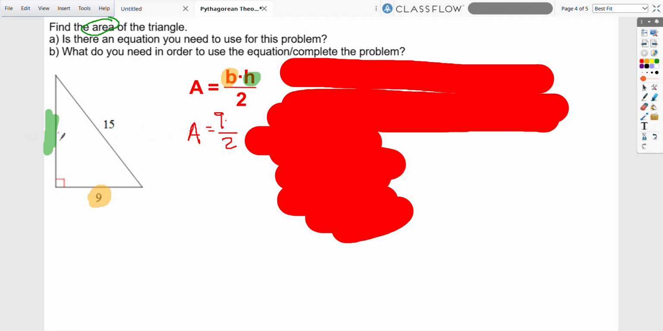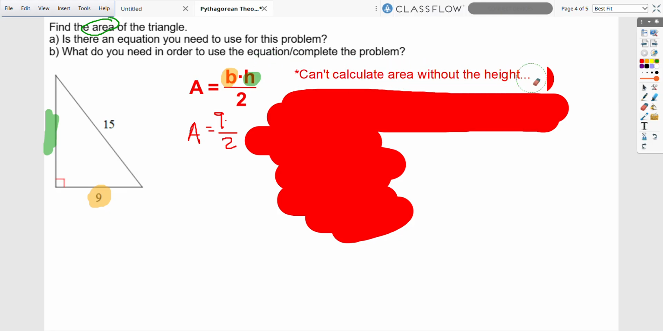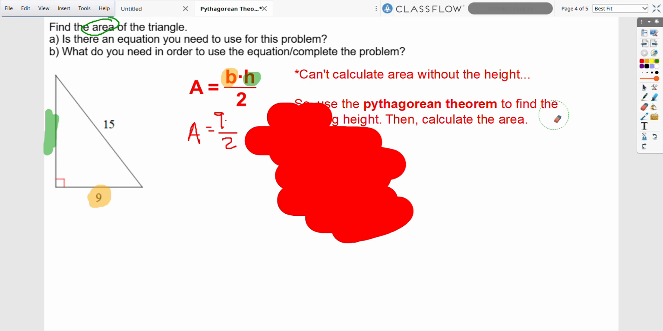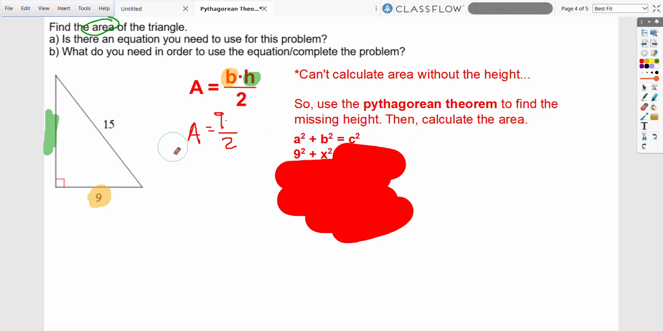So what do we do to find that H? We are going to use the Pythagorean theorem. So we can't calculate the area without this height, right? And so we're going to use the Pythagorean theorem to find that missing height, and then we're just going to use that number for the area, right? So we have a squared plus b squared equals c squared. We plug in our 9 for our a. We have our variable. We can call that x, or you can call it h if you want, equals 15 squared.